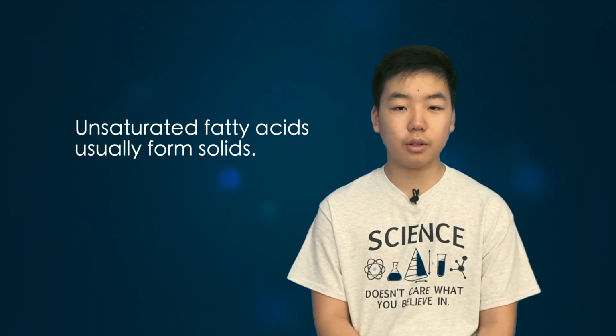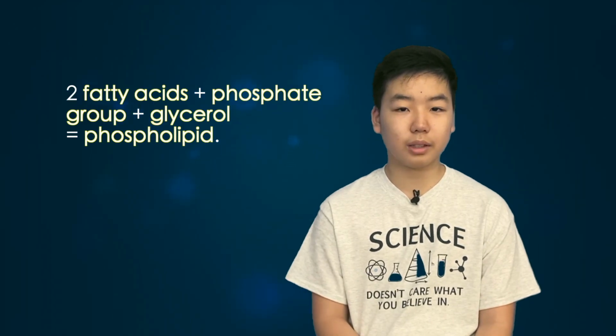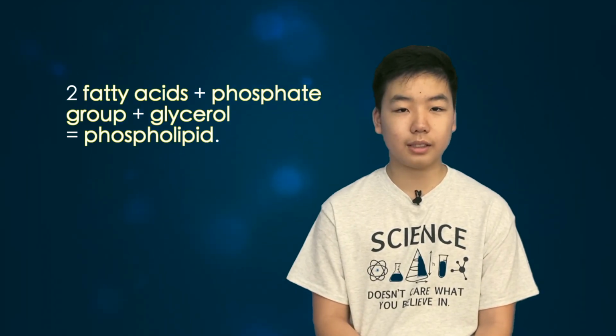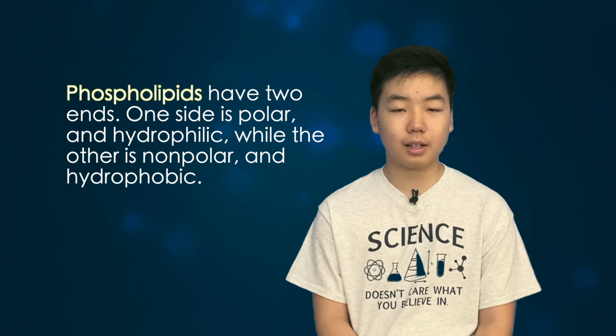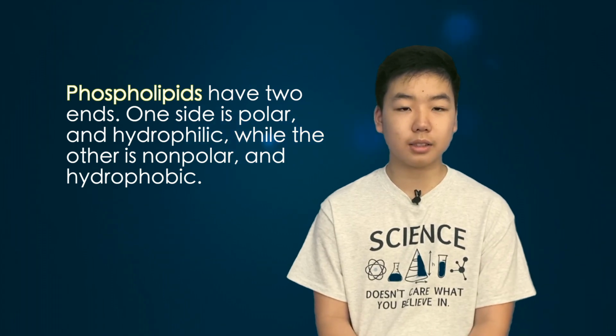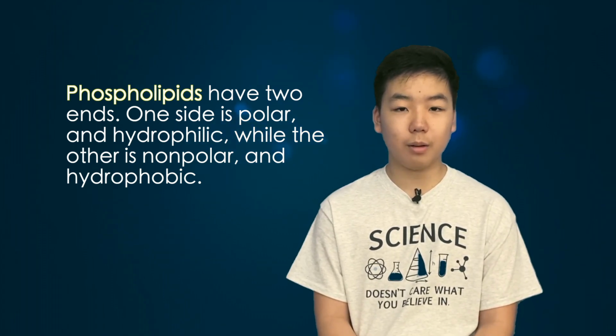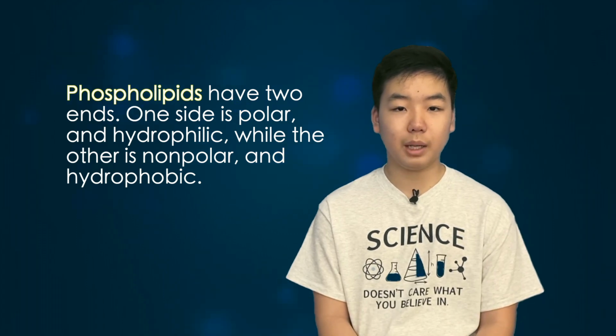Unsaturated fatty acids usually form solids. Remember how a triglyceride was three fatty acids connected to a glycerol? Well, if you have two fatty acids connected to a glycerol and you replace the last fatty acid with a phosphate group, you get a phospholipid. One end of a phospholipid is polar, making it hydrophilic, which means that it is attracted to water. The other end is nonpolar, making it hydrophobic, meaning that it repels water. Since phospholipids make up the cell membrane, they are very important in cell transport.